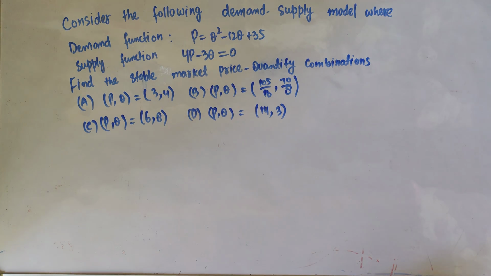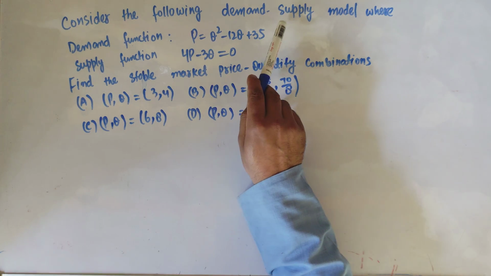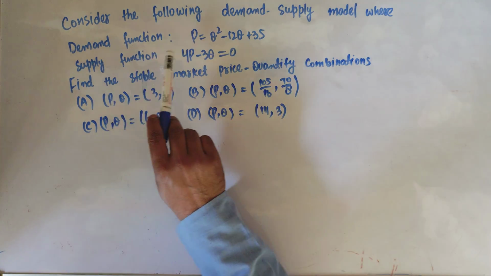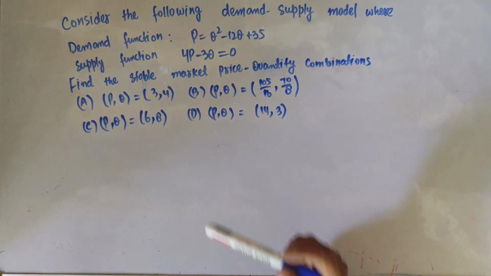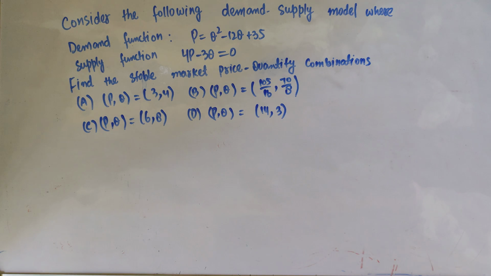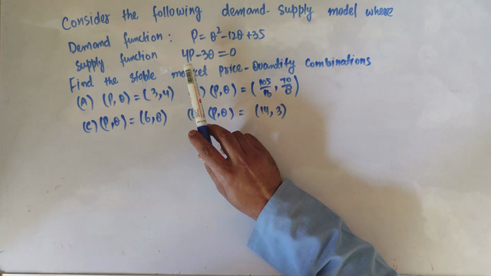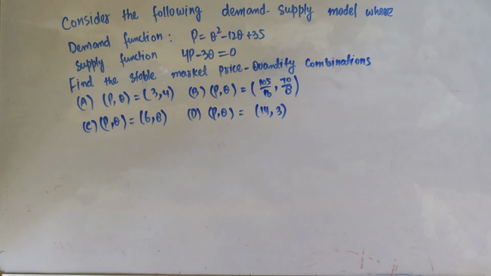In this video, we will solve a question on how to find out the stable equilibrium from the given demand and supply functions. The question is: consider the following demand supply model where the demand function is P equals Q square minus 12Q plus 35. P denotes the price and Q denotes the output. The supply function is given as 4P minus 3Q equals 0.